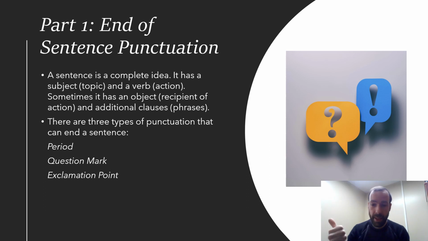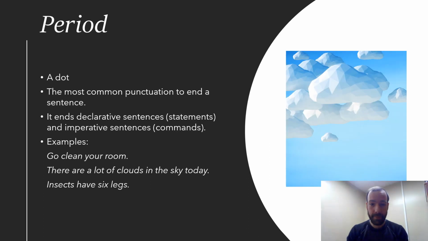You're going to have a period, or a question mark, or an exclamation point, depending on what type of sentence it is. So the most common type of punctuation you find at the end of a sentence is a period. Period is a dot. It indicates a full stop, which if you're reading out loud or even in your head, you're going to take a significant pause once you reach the period.